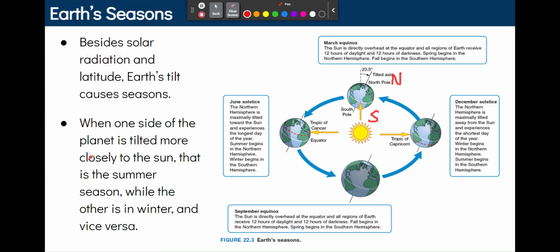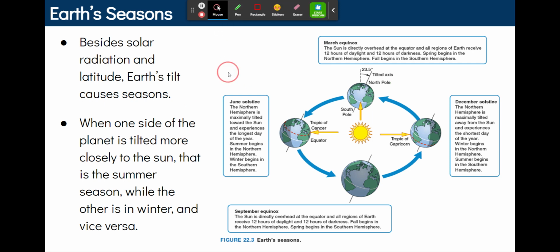That area is in summer, whereas the other hemisphere is in winter. So when the northern hemisphere is tilted towards the sun, it's summer, and that means the southern hemisphere is in winter. And then they flip-flop. Okay? When we are in winter in the northern hemisphere, the southern hemisphere is in summer.